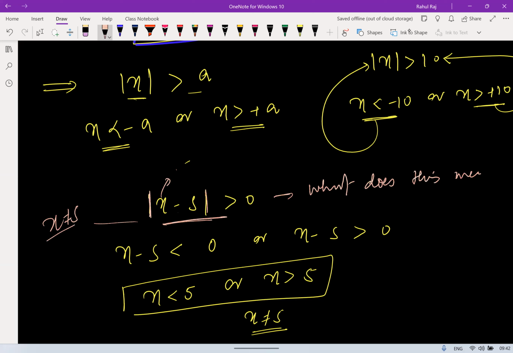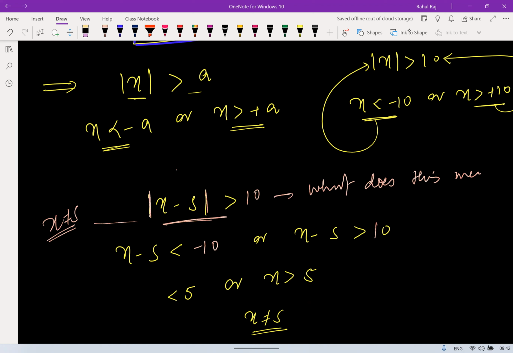This is a condition. Rest, any value of x you put except 5, it will always and always suffice, I promise you. But say for example this is mod of x minus 5 greater than 10, then you will have to solve it. Then we solve it. Mod of x minus 5 greater than 10: just solve it. It is less than negative 10 or greater than positive 10, right?